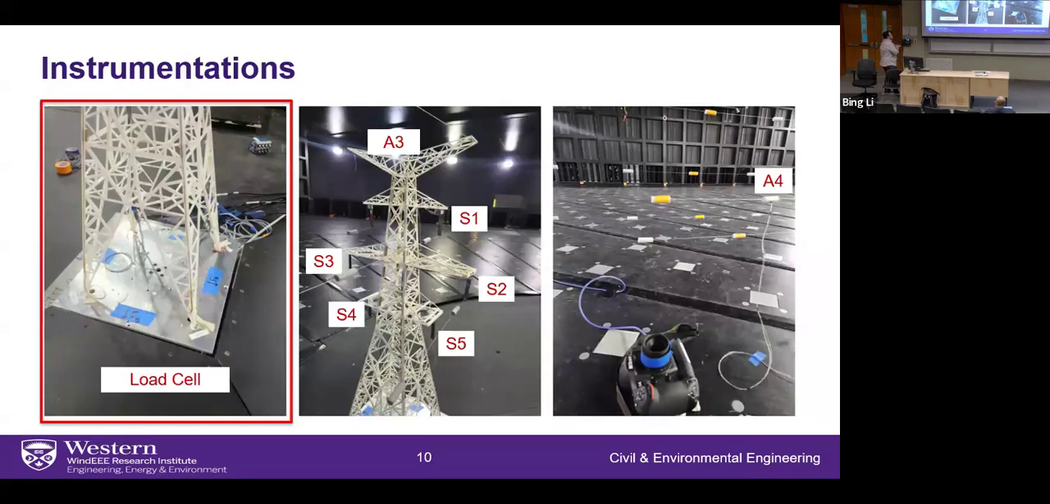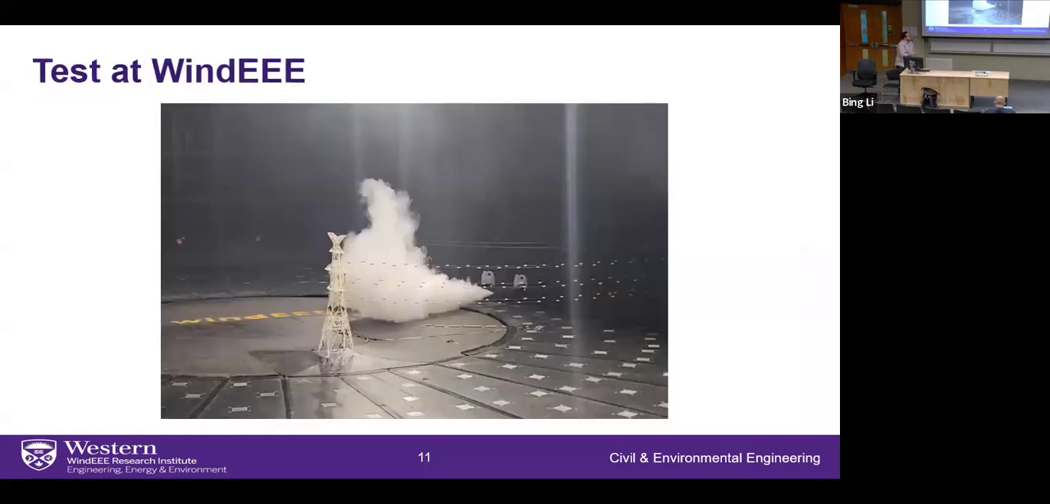For the instrumentation, we have a load cell to measure the base shear of the end tower. We have strain gauges to measure the tension forces in the cables. We have accelerometers, and a high definition camera to measure the displacement of the cable. But here we are focusing on the response of the end tower, which is the base shear of the end tower. So this is the simulation.